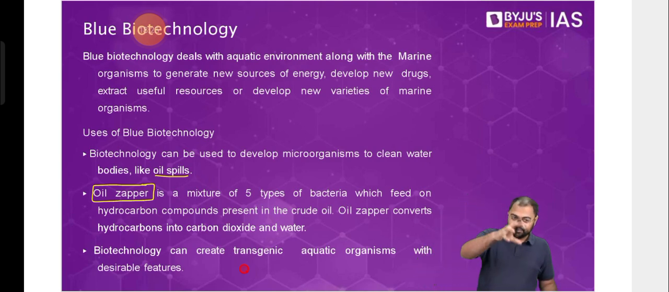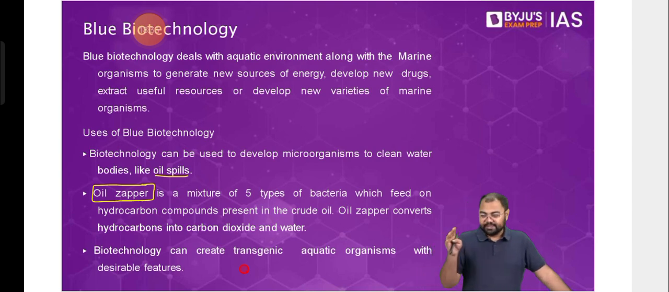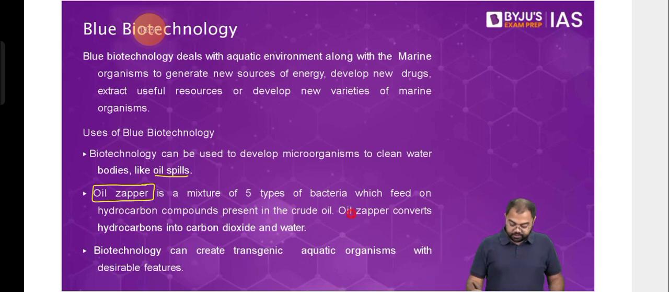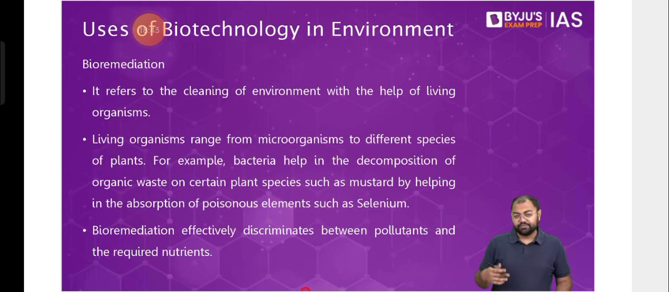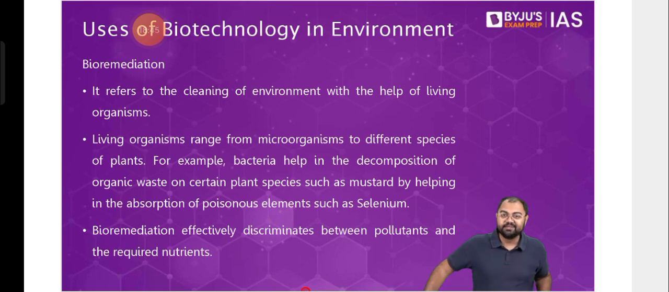This oil zapper will be taken to the site of contamination wherever the oil spill has happened. It will start to eat upon all the hydrocarbons and break them down. So this hydrocarbon will be broken down into carbon dioxide and water molecules. That breakdown will ensure that whatever oil spill had happened can be slowly eaten away with the help of oil zapper. So that is why we say that it converts hydrocarbons into carbon dioxide and water. Then there are certain transgenic aquatic organisms as well. Whatever be the requirement, accordingly we can create those aquatic animals and plants with modified properties also.